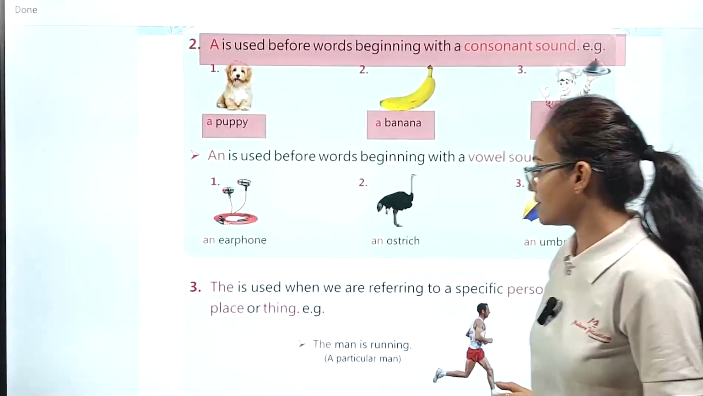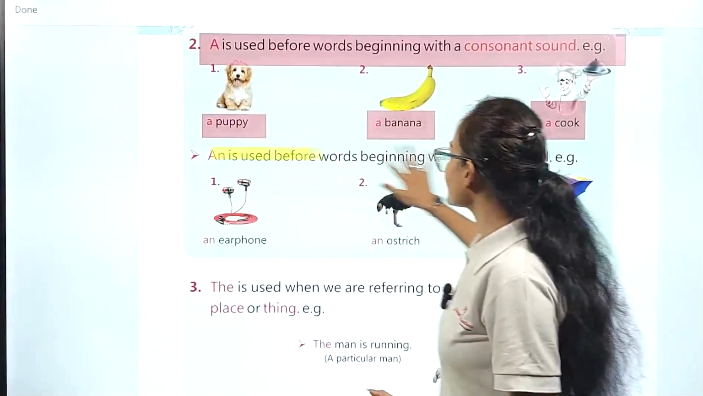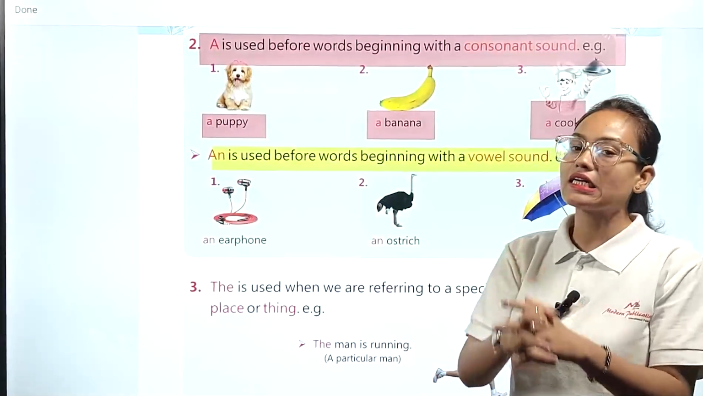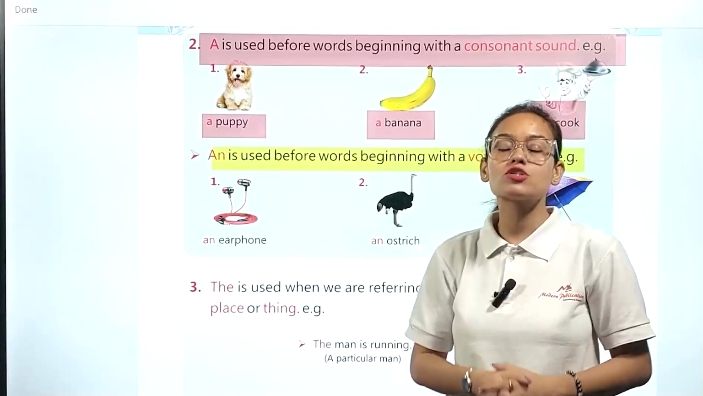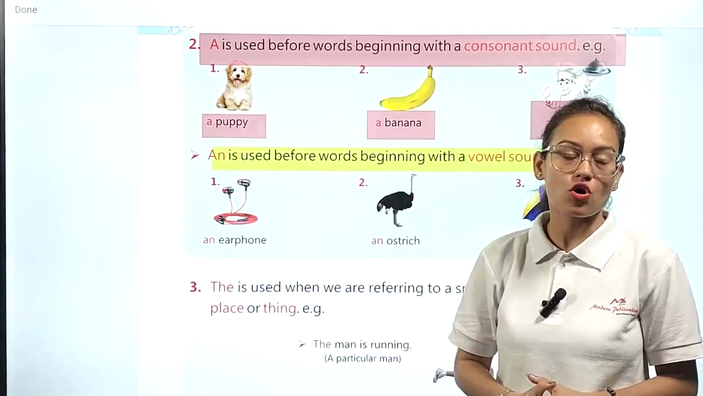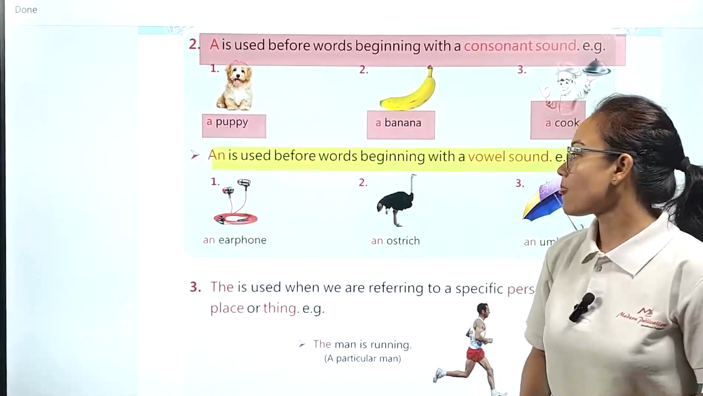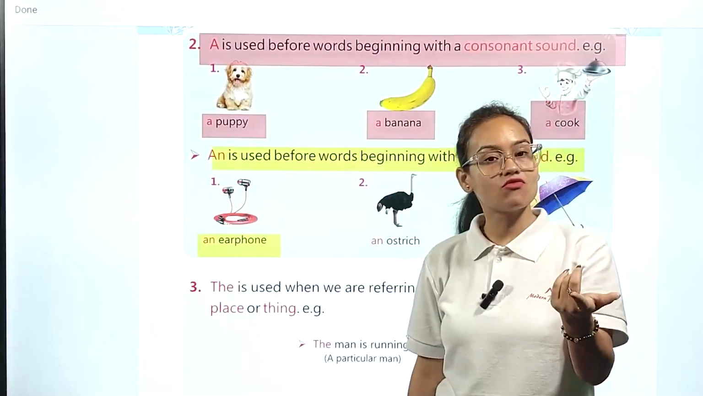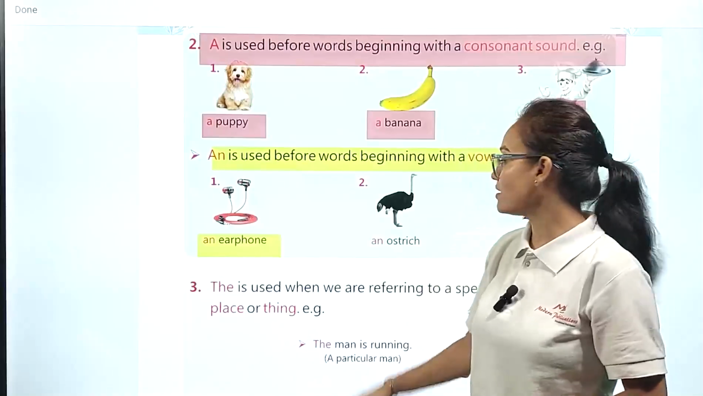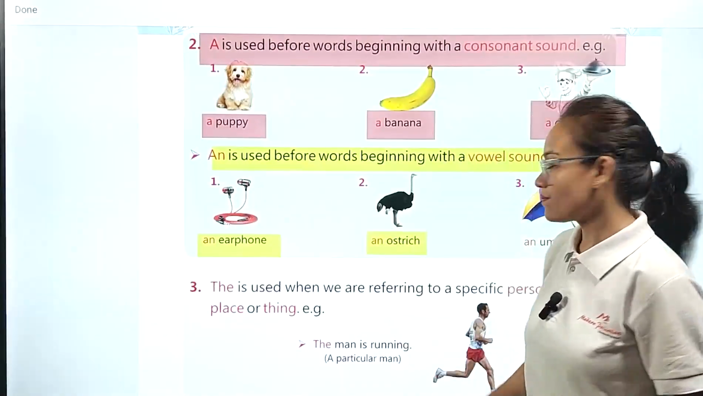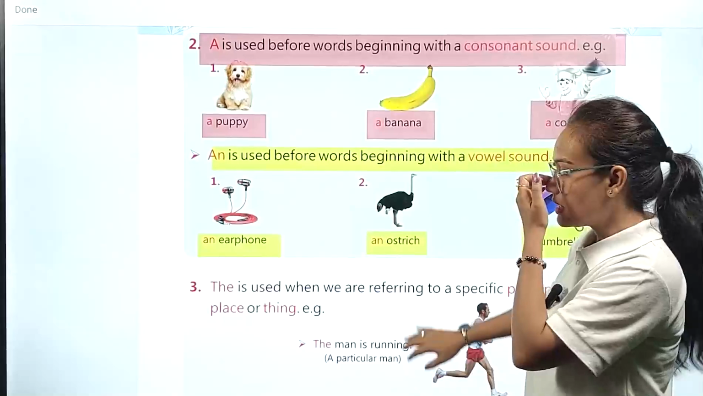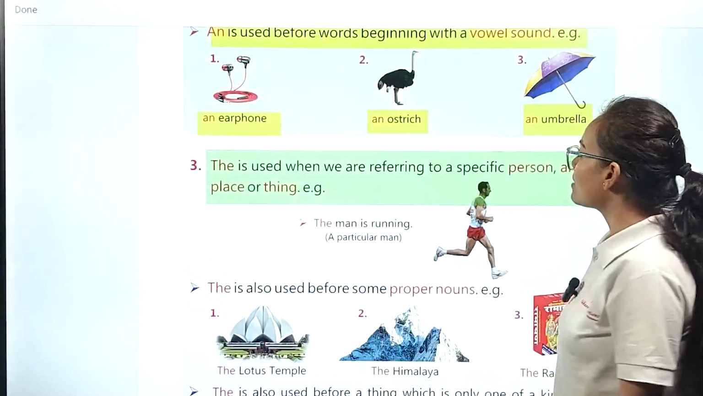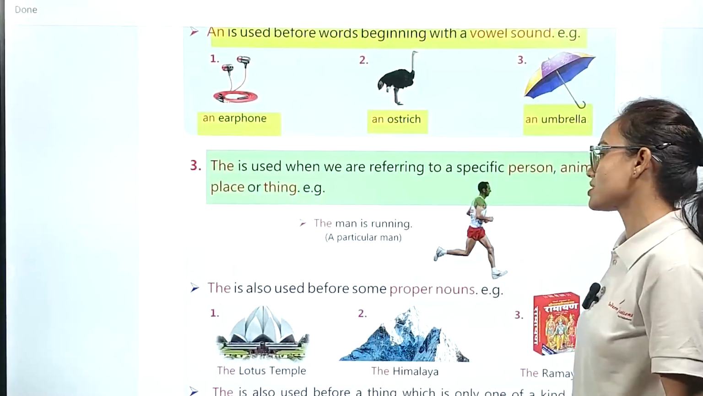Now an. An is used before words beginning with a vowel sound. Okay, the article an is used before those words which have a vowel sound or which start with a vowel. An earphone, ear. Okay, e is a vowel, so here we use an. An ostrich, an umbrella.